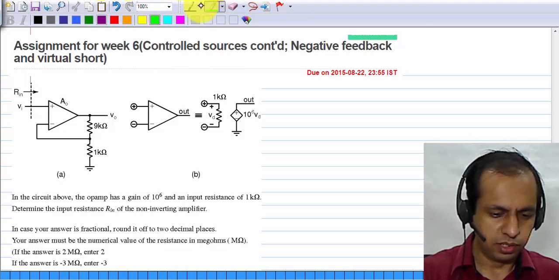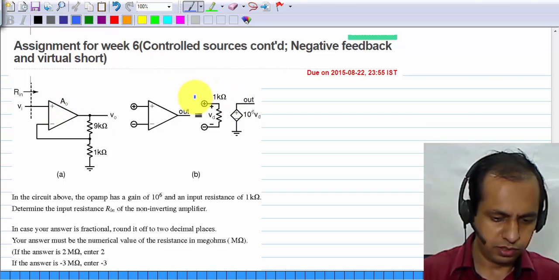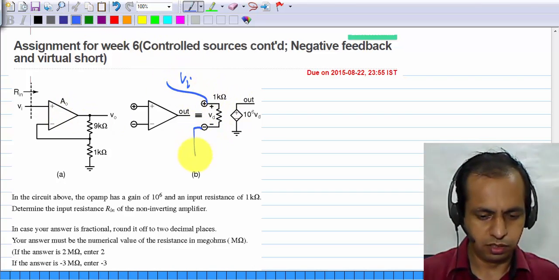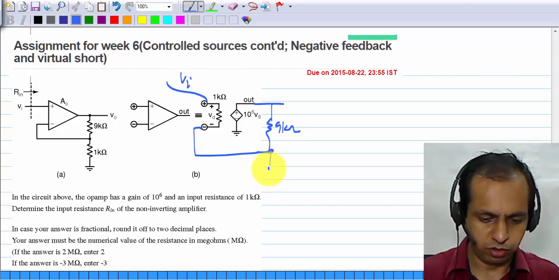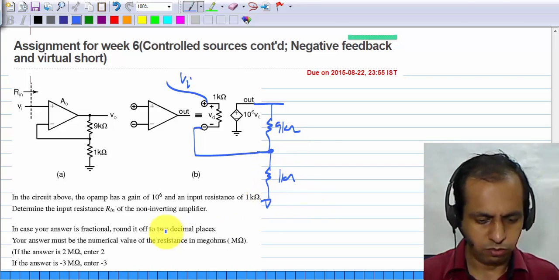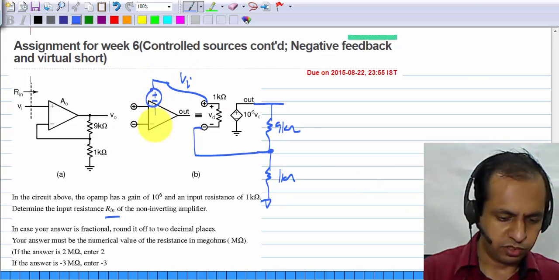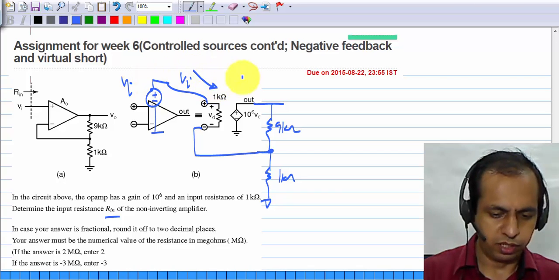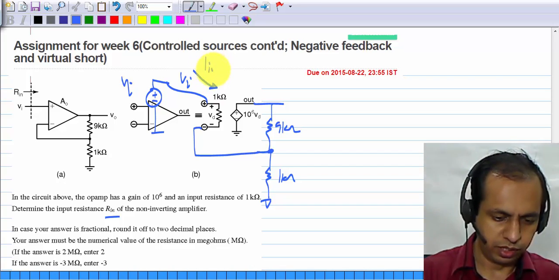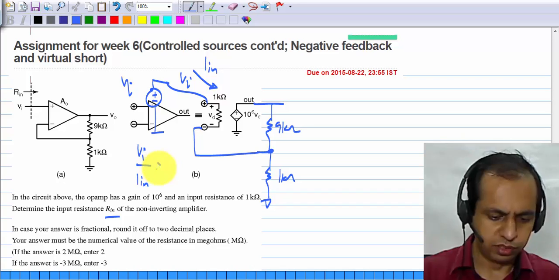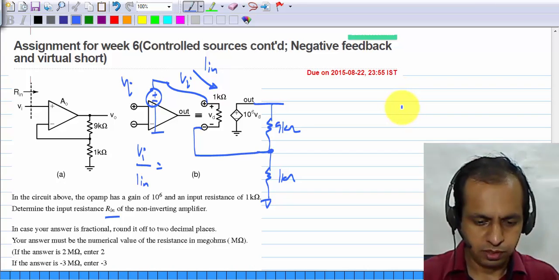Okay, so essentially all we have to do is connect up this part, that is we have Vi connected here, the feedback is from there, and we have 9 kilo ohms and 1 kilo ohm. What you're asked to find is Rin. So let's say we have Vtest, or maybe I'll still call it Vi, and I have to find the current that goes in there. So that is In, and Vi by In gives the input resistance. Okay. So how do I go about doing this?